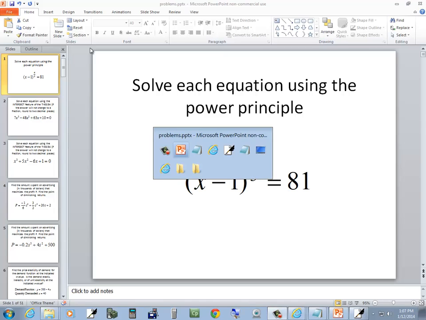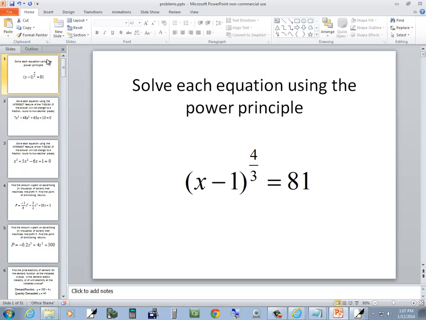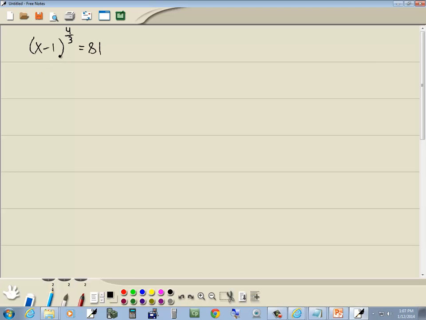Let's take a look at this problem. We've got (x minus 1) to the 4/3 is equal to 81. And it says solve this equation using the power principle. Power principle says if you have something to a power equal to something else. And that's pretty vague, but that's basically what it says.